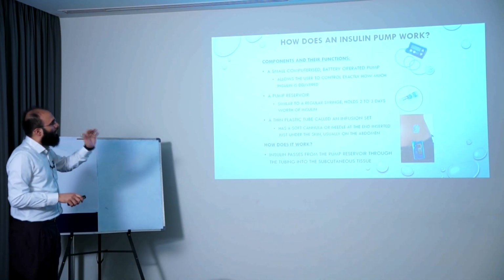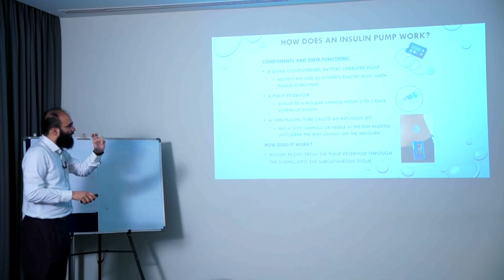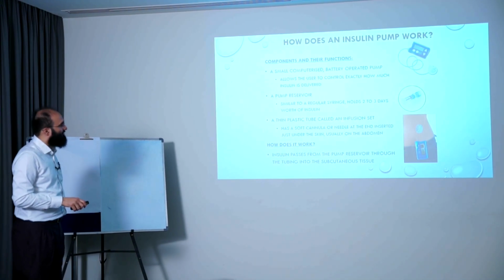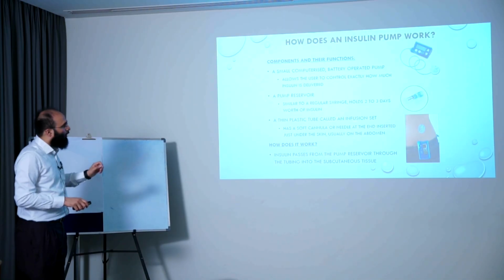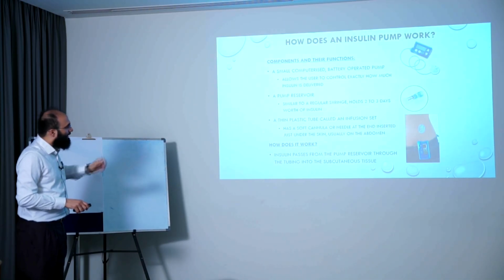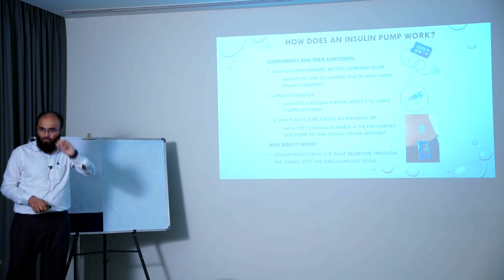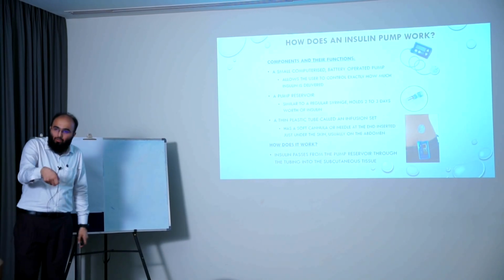It allows the user to control exactly how much insulin is delivered. There is a pump reservoir similar to a regular syringe. It holds 2 to 3 days worth of insulin. A thin plastic tube called an infusion set has a soft cannula or a needle at the end inserted just under the skin, usually on the abdomen. This tube is so firm, so strong, that your pump can hang on it and it will not break.